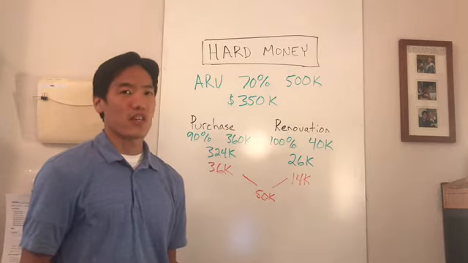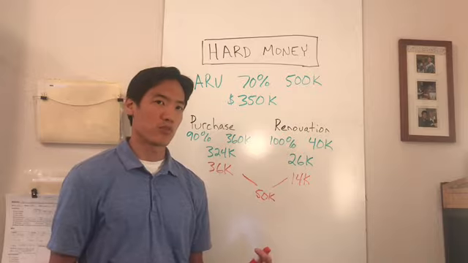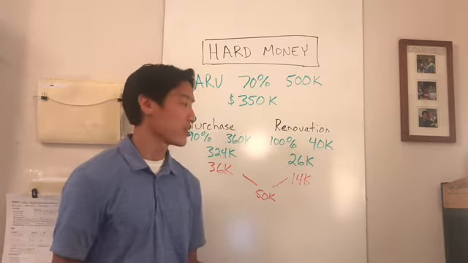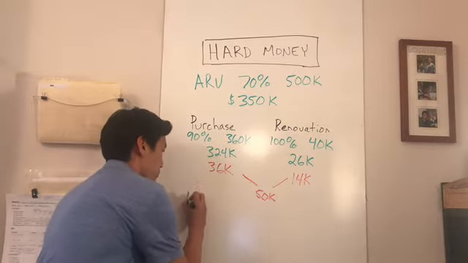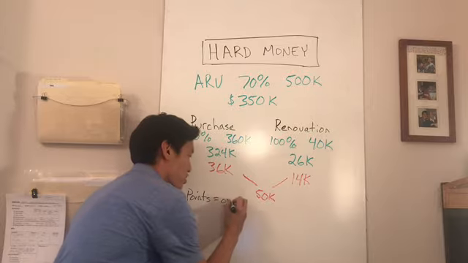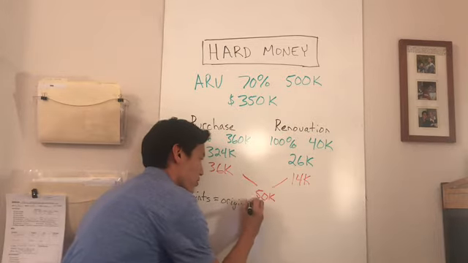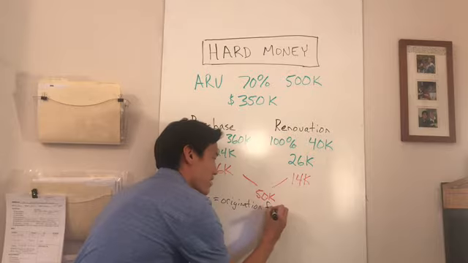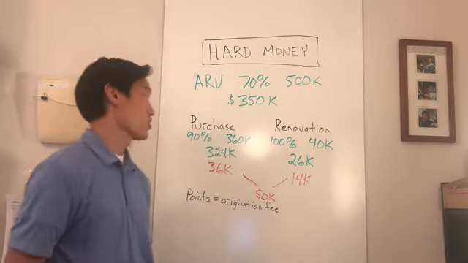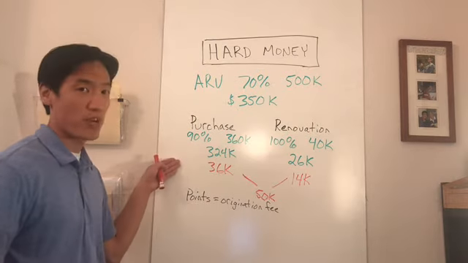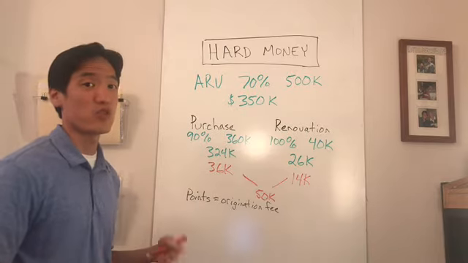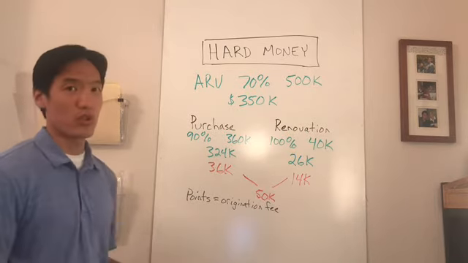So the next question I like to ask the hard money lenders as far as terms go is how many points or origination fee will they charge up front? Points is the same thing as origination fee. And that is a fee that is charged to the investor at the beginning of a project. So when you purchase the property, you're going to get charged some points or origination fee, and that is the fee to the hard money lender in order to do your loan.